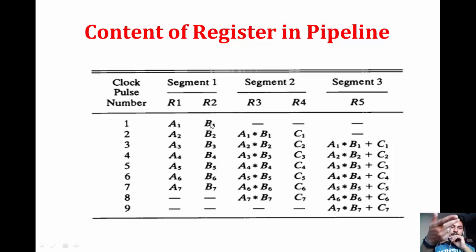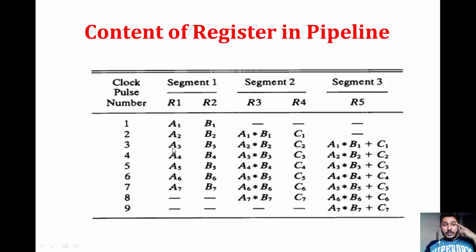Okay, during the next clock pulse, when the clock pulse changes, this A1 and B1 is multiplied, and the result will be there in R3. At the same time, the first segment will receive input of A2 and B2. Are you getting it? Okay, so at the second clock pulse, A1 and B1 is getting multiplied, and R4 is receiving the value from C1, right?